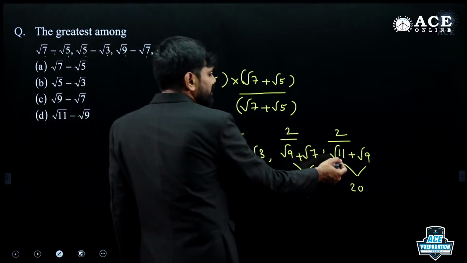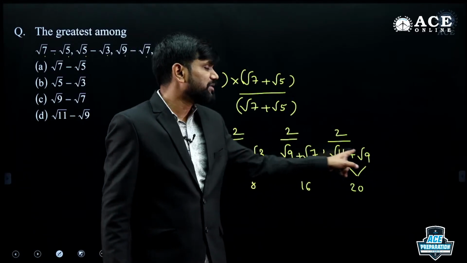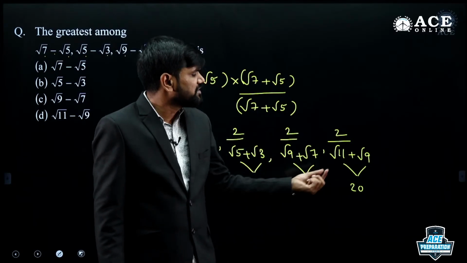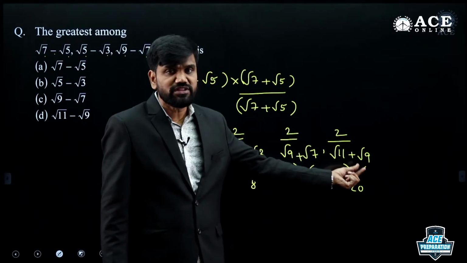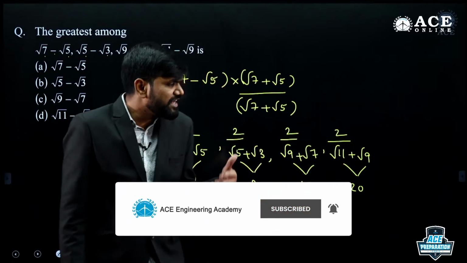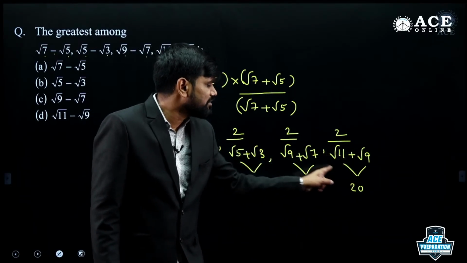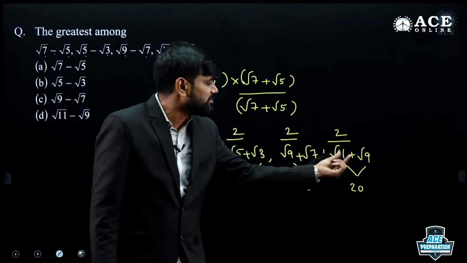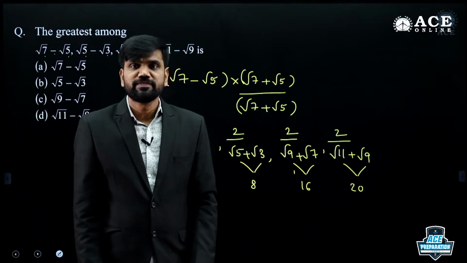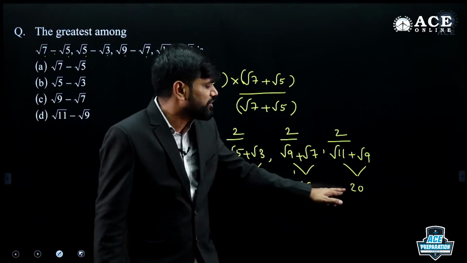So root 11 plus root 9 will always be more than root 9 plus root 7, because root 9 is common here and here. As the other term is more than the corresponding term over here, obviously the sum of the square roots of 11 and 9 will be more than the sum of the square roots of 9 and 7. That's why I need not take the exact square roots of 11 and 9. I'll just simply check that these two terms together are more than those two terms. Hence I can now confidently say that the fraction with the highest denominator is going to be the least.